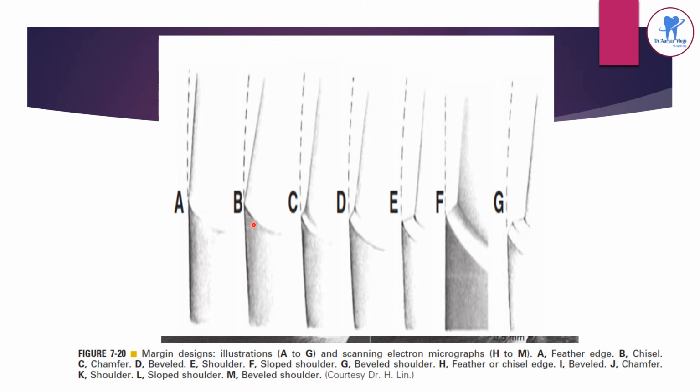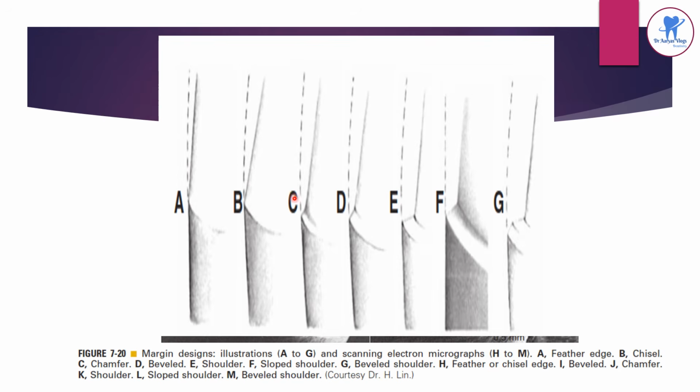And a variation of a feather edge, that is chisel edge margin. It is formed when the angle between axial surfaces and the unprepared tooth structure is larger. Unfortunately, the margin is frequently associated with preparations with excessive angle of convergence or taper and preparations in which the orientation of axial reduction is not correctly aligned with the long axis of the tooth.